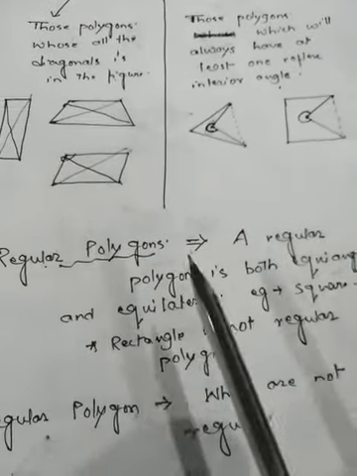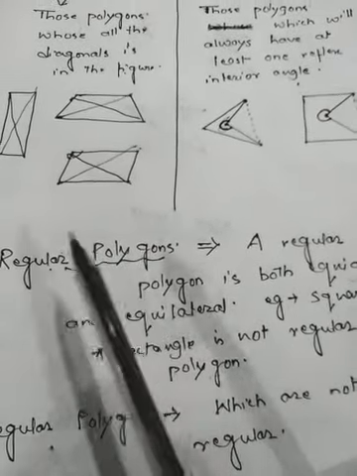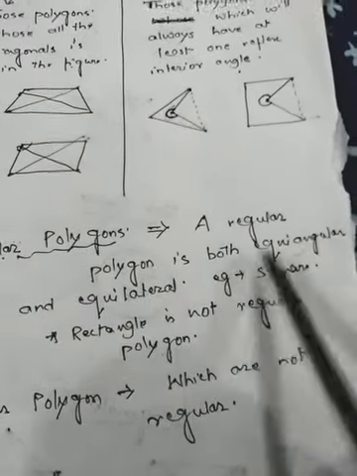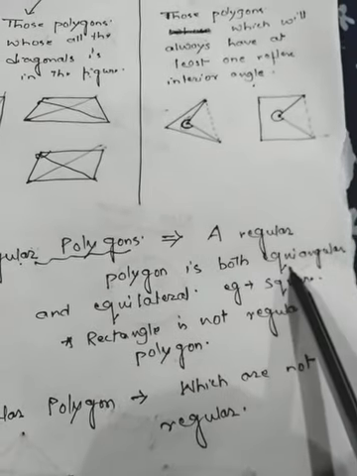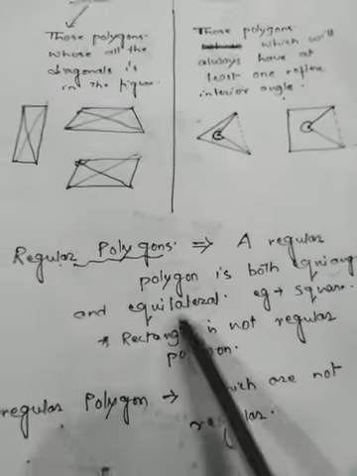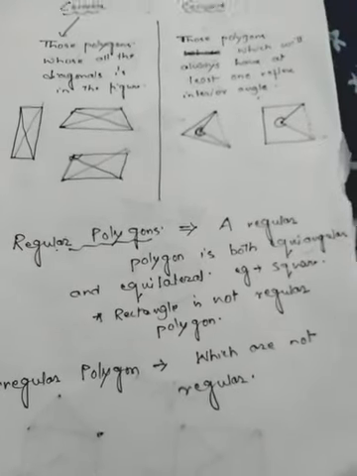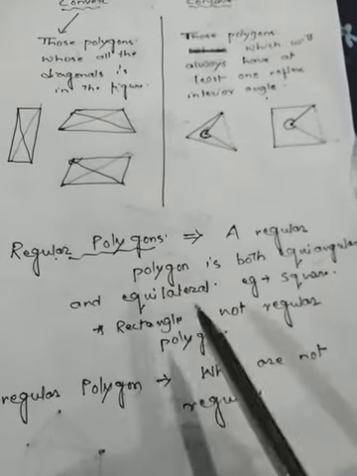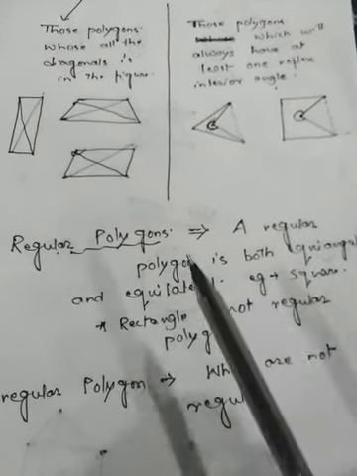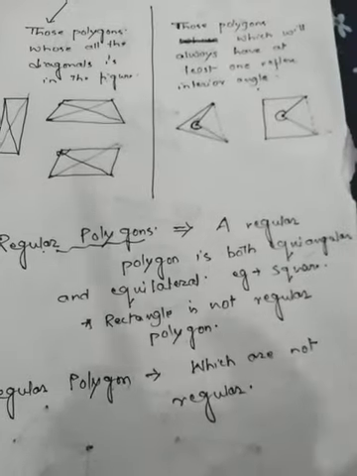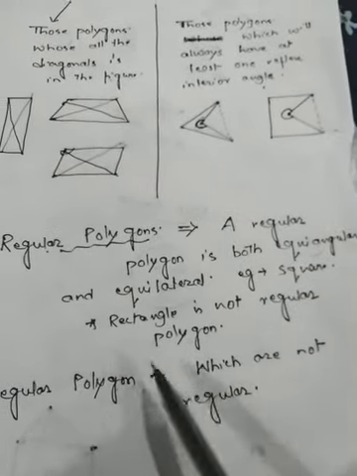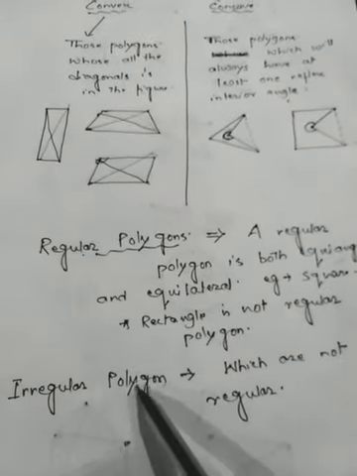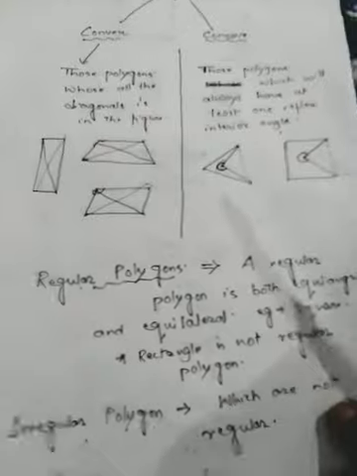So for a polygon to be regular, it has to satisfy both things, not just one: it has to be equiangular and also equilateral. So what is an irregular polygon? Irregular polygons are those polygons which are not regular. The rectangle is also an irregular polygon. Why? Though it is equiangular, it is not equilateral, so it is not satisfying the two conditions. The figure which does not satisfy both conditions, equiangular and equilateral, is considered an irregular polygon. I hope you have understood. Now let's move on to the next topic.